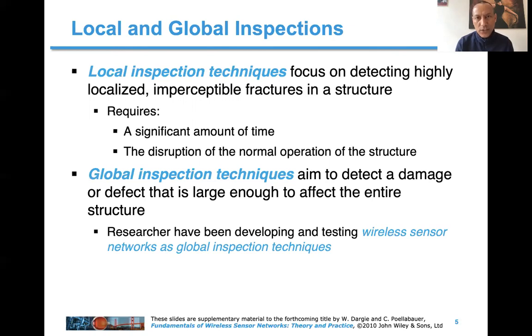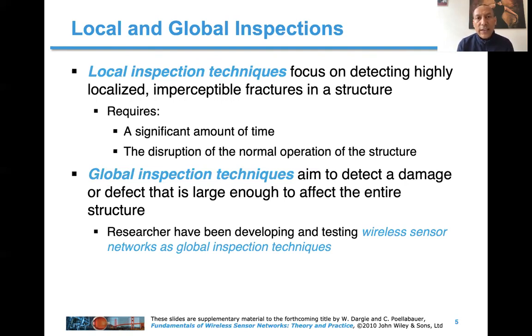Why are wireless sensor networks interesting? They are interesting in many respects. To begin with, because the sensor nodes are quite small, you can easily place them in places which are otherwise inaccessible for wired sensors. You can easily attach them to the cables, to the towers, to the decks. Secondly, you can do the deployments without actually interrupting or affecting the normal operation of the structure.